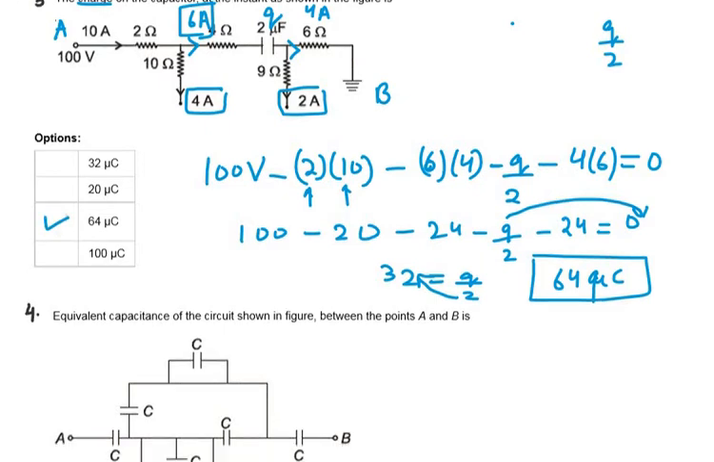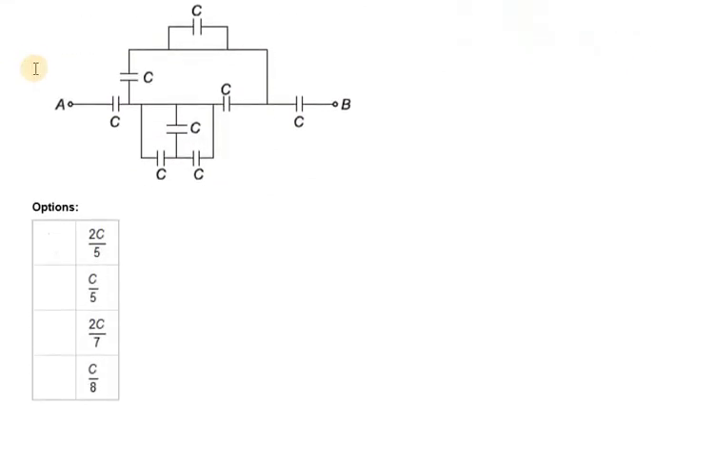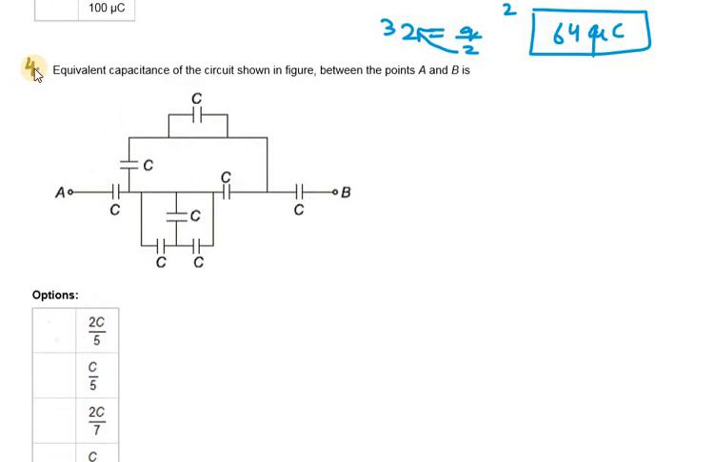Now moving on to question number 4, we have is equivalent capacitance of the circuit shown in figure. The points A and B is. So we need to find the equivalent capacitance. So here what we will do is, there is one hint that says remove short circuited capacitor. So we will be removing the short circuit capacitors here and will be redrawing the circuit again.